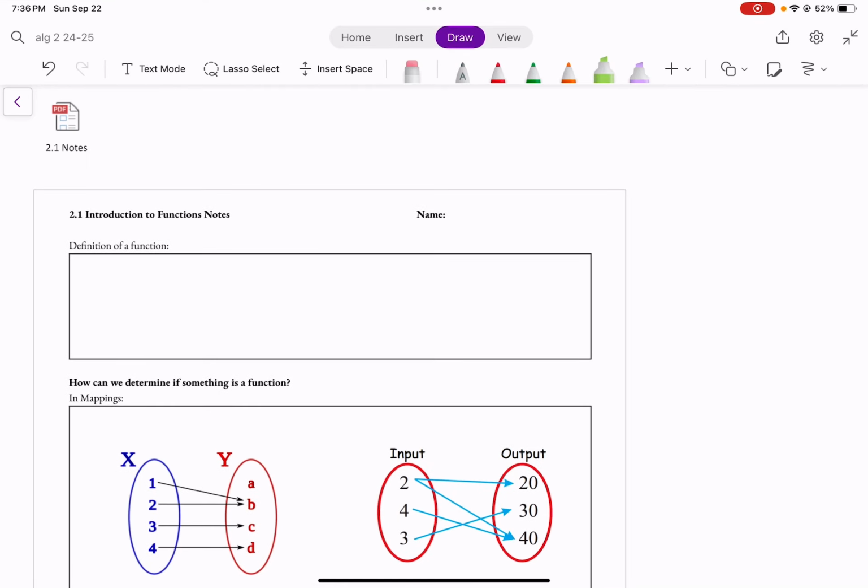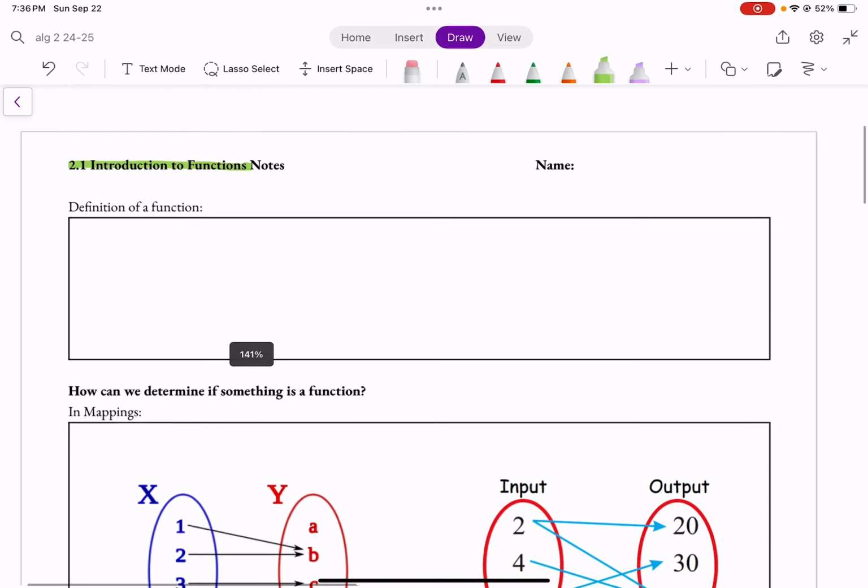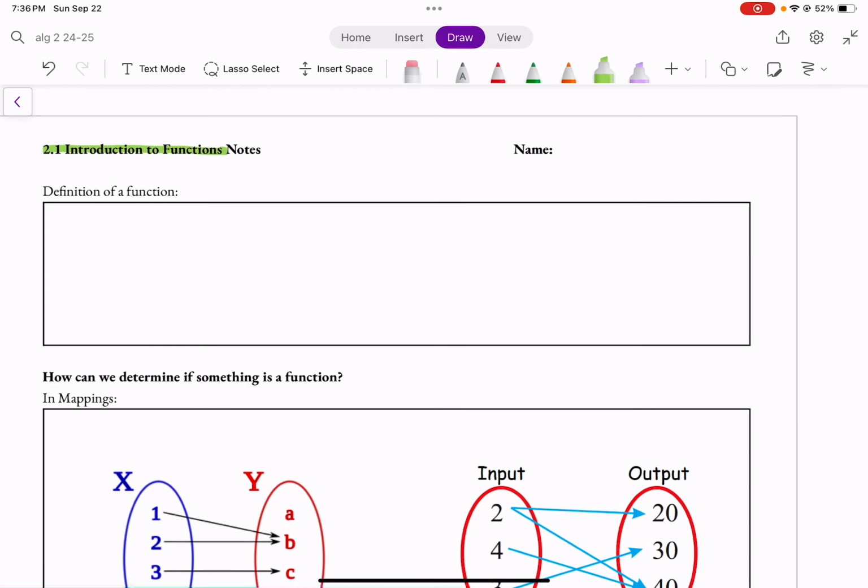Okay, so this is the first lesson of this unit, 2.1, Introduction to Functions, and I would definitely encourage you to use the guided notes for this lesson just because there are some problems that are difficult to write out on loose leaf. So this whole unit is going to be on exploring functions, learning about functions, playing with functions, all that kind of stuff. So before we deep dive into that, this lesson is to really learn what exactly is a function.